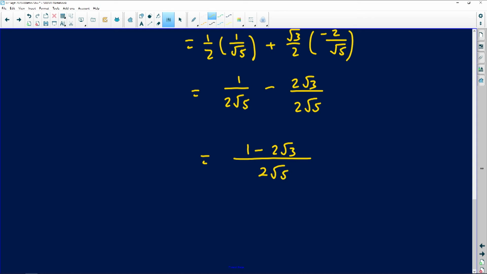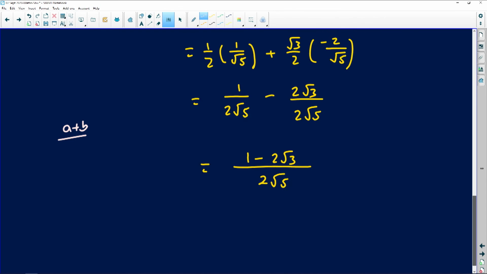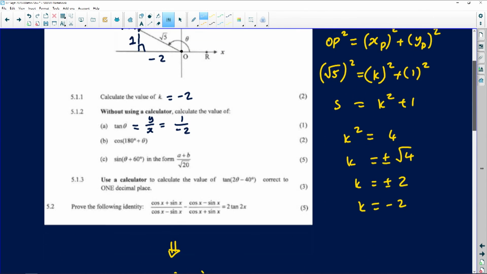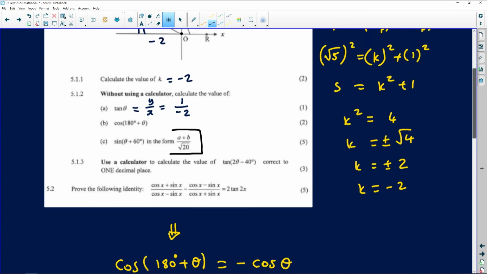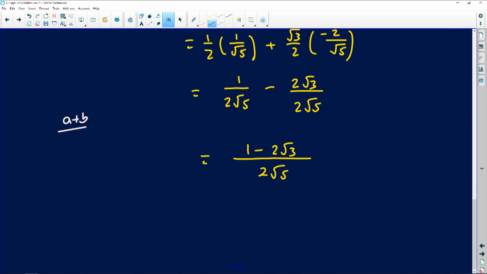But the examiner was specific. They said they want the solution in the form a plus b over root 20. Was it even root 20? Let's go and check if it was root 20. Yes. Remember what they're asking for. Do what they're asking for. They want you to write it in the form something plus something else divided by the square root of 20. Now I must force my denominator to be the square root of 20. It is currently not the square root of 20.